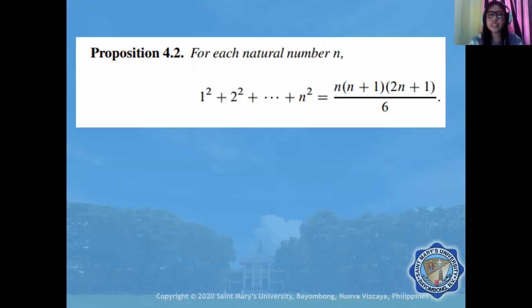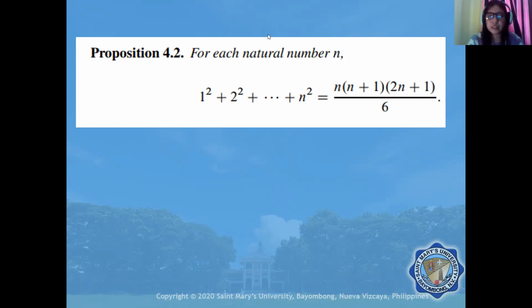In answering this, we will consider this example. We have a proposition that for each natural number n, 1 squared plus 2 squared plus until n squared is equal to n times n plus 1 times 2n plus 1 over 6. So let us answer this.